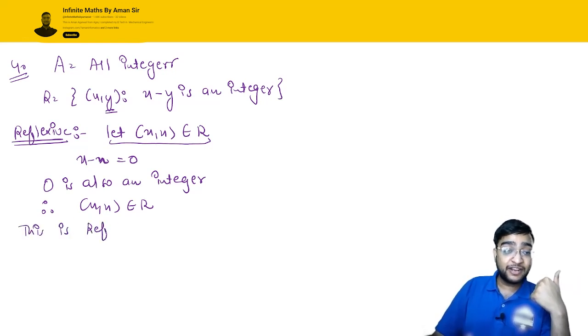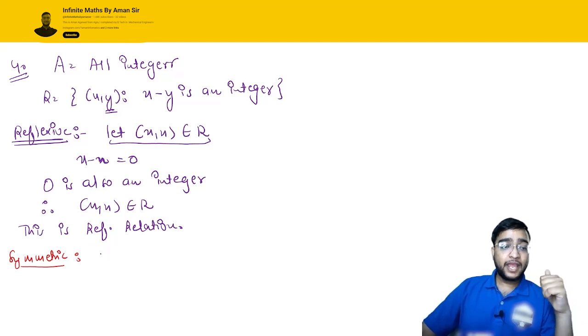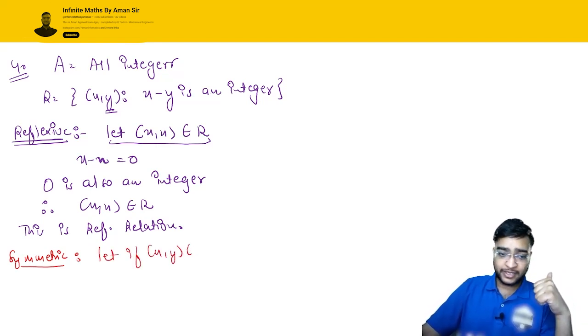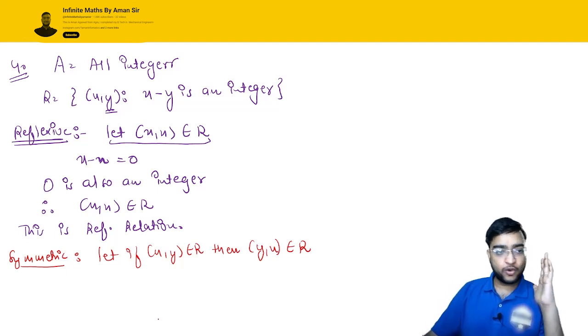So this is the reflexive relation here. Let's take the symmetric one here. If I take the symmetric one, I can say very easily: let one condition be true, that x comma y are in the relation. And then what I am trying to prove is that y comma x are also in the relation.